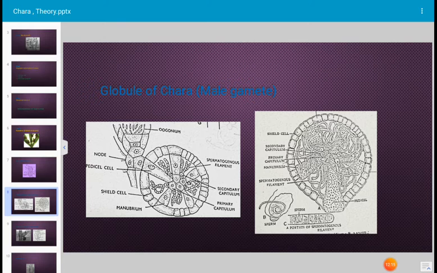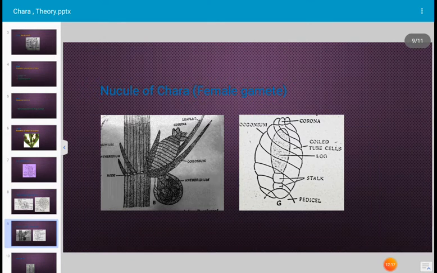Let us see the female gamete of the Chara. The photograph is shown for the female gamete of the Chara. The female gamete of Chara is also known as nucule. Nucule is the female gamete of Chara. It has a short stalk-like structure which is attached to the dwarf shoot or branches of limited growth. The mature oogonium or nucule consists of a large egg nucleus in the center which is oval in shape.